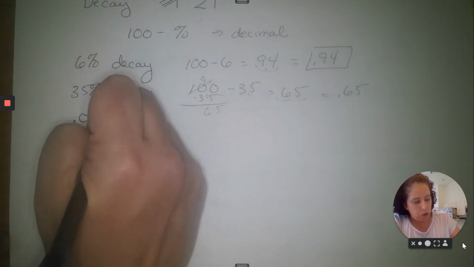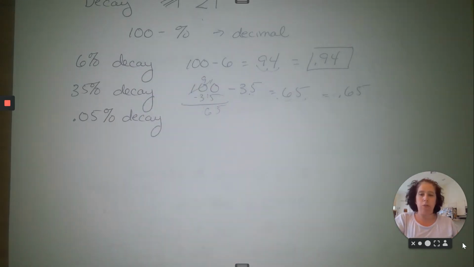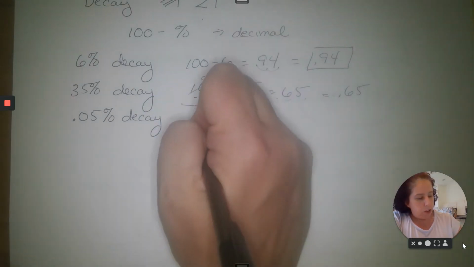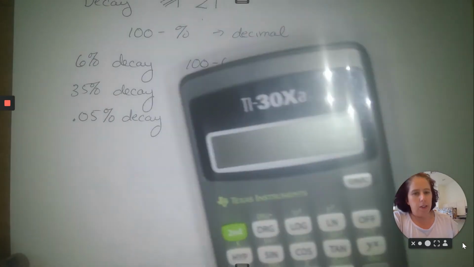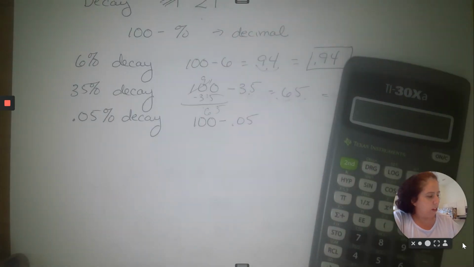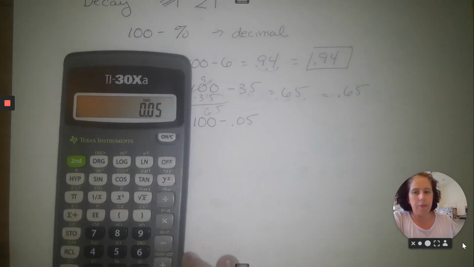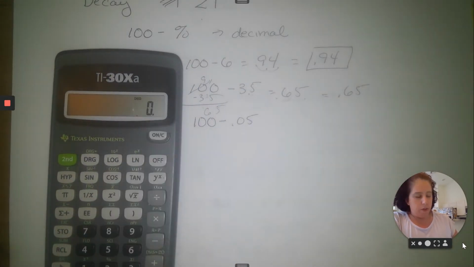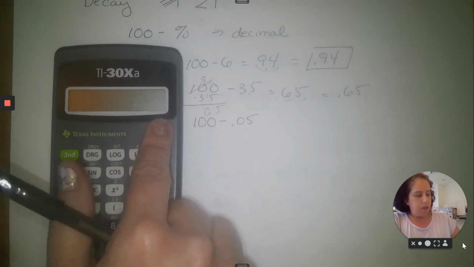Now, I do want to show you a decay with a decimal. These can get tricky. This might be one of the times I'm going to tell you to absolutely use your calculator. So we're going to do 100 minus 0.05. Grab your calculator. So you have 100 minus 0.05. Let's get it out of the shadow. Let me do that again for you. 100 minus 0.05.